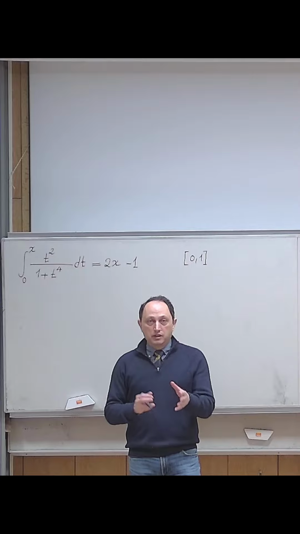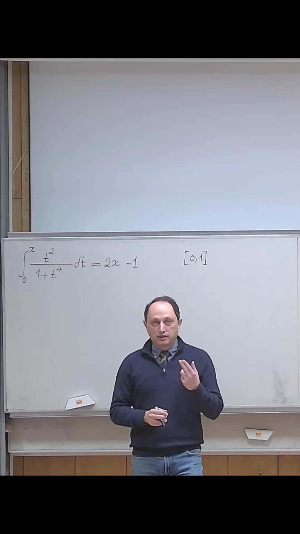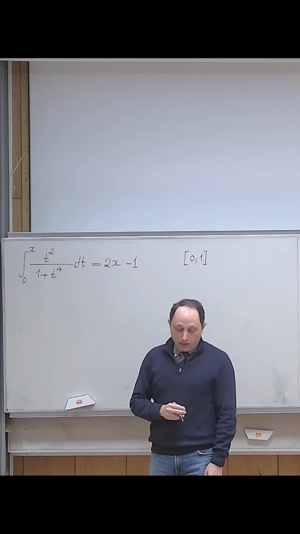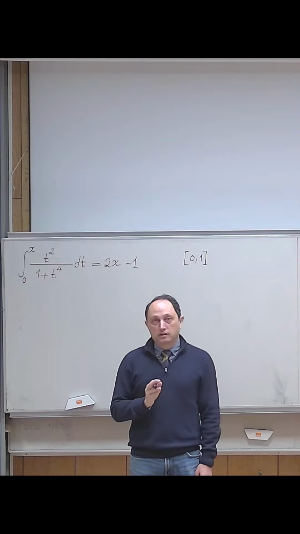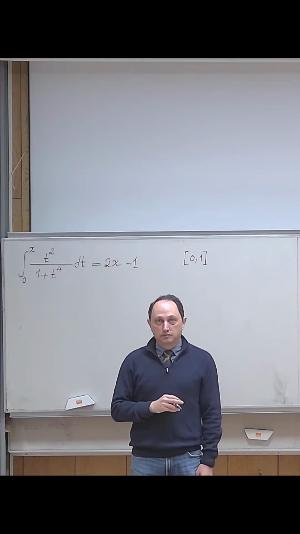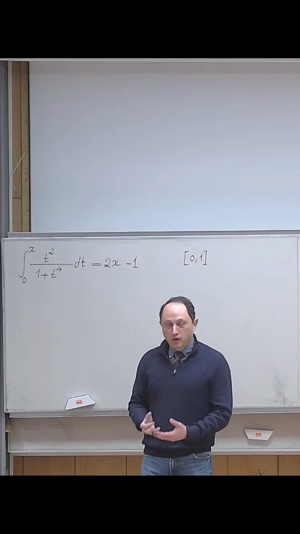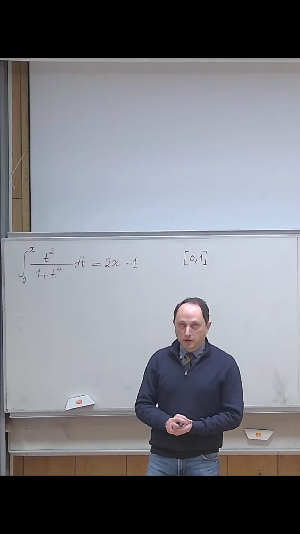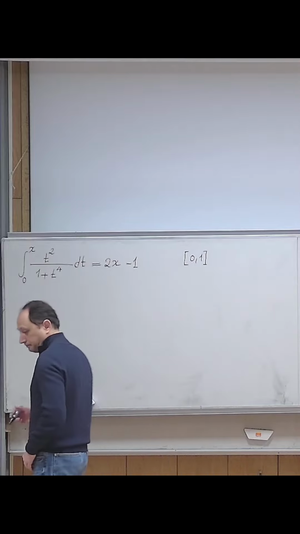For the first part, that I want to prove the existence of at least one solution to this equation within this interval, I want to use the intermediate value theorem. So let me remind you one narrative of that theorem which will be useful for solving this problem. So what is that?